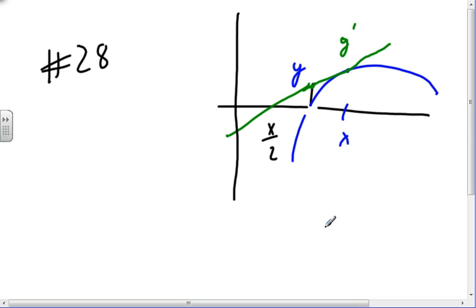So what is that trying to tell me? The line tangent to the graph y at the point x y intercepts the x-axis at the point x over 2, 0.